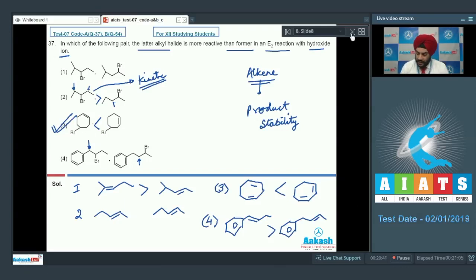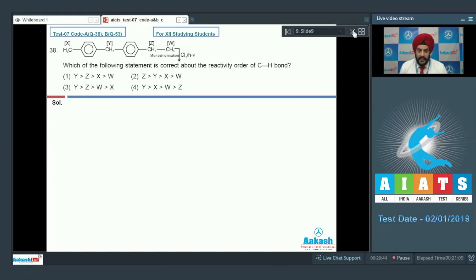Let us look at the next question now. Question number 38. So we have been given a substrate which is allowed to undergo chlorination on reaction with Cl2. So which of the following statement is correct about the reactivity order of C-H bond?